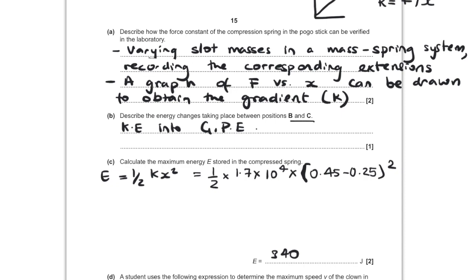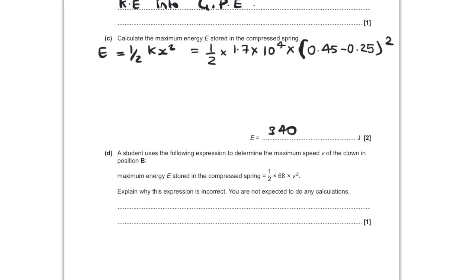So let's move on to part D, where we are given that a student uses the following expression to determine the maximum speed, v, of the clown, in position B. Maximum energy stored in the compressed spring is half, well, 68 is the mass, so they are basically using kinetic energy. So explain why this expression is incorrect, and you're not expected to do any calculations.